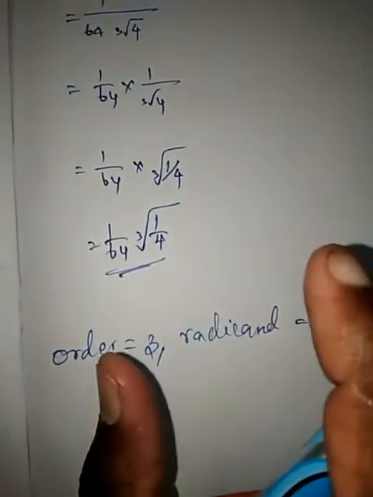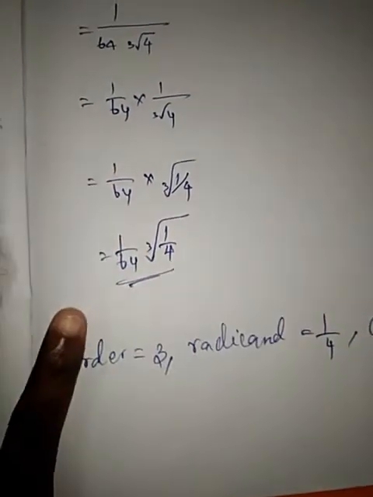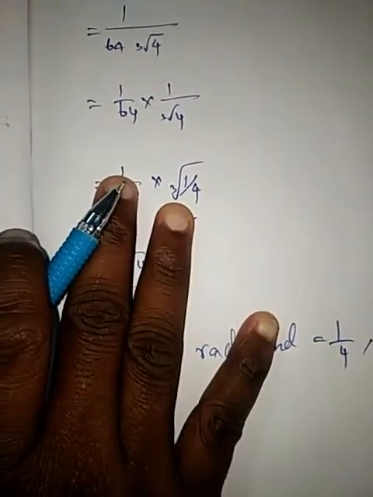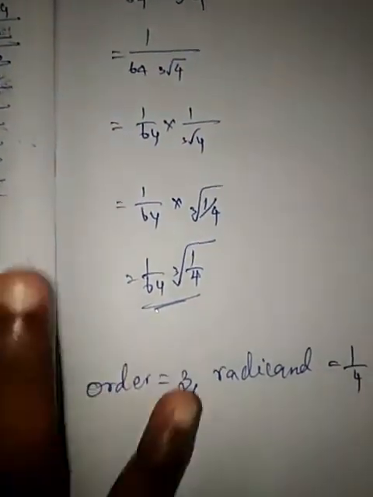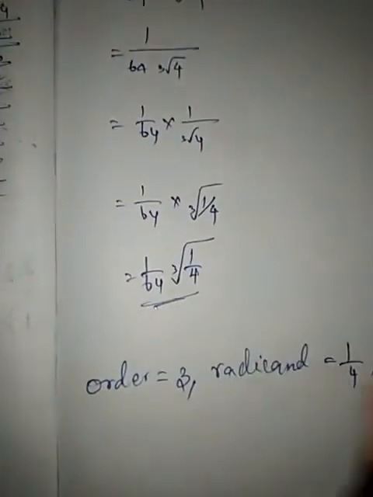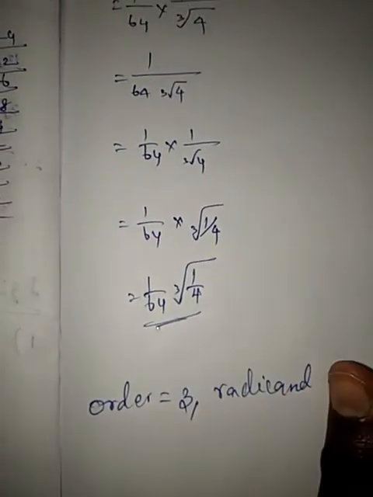So this result we can also find using index notation. This sum was solved using radical notation. What else can we do? We can solve this sum using index notation. So, the solution.